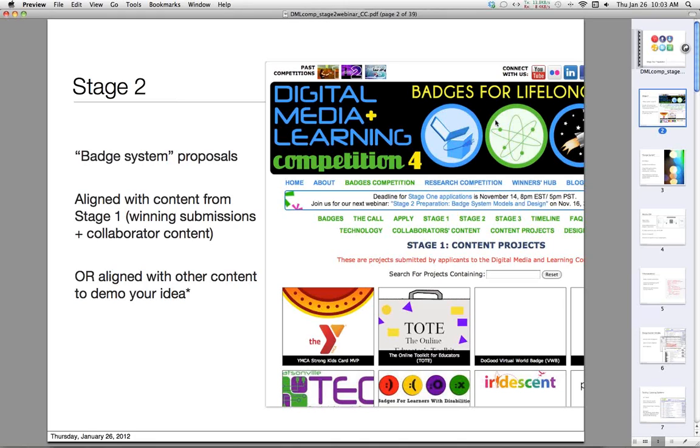So Stage 2 is about aligning with content from Stage 1, and so there are winning submissions for the badges for teachers that are currently on the dmlcompetition.net website. And obviously you've probably all taken a look at that. There's a slight quirk in the way that the competition works, in that you can actually enter with content from your own idea for Stage 2, but eventually it will need to be wrapped back into Stage 1 content. So if you are chosen as a Stage 2 winner, you actually will work with Stage 1 content. So that's just the representation of showing you the website on that page.